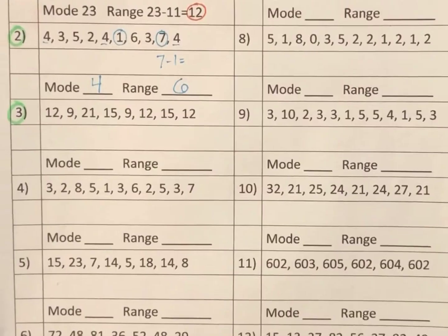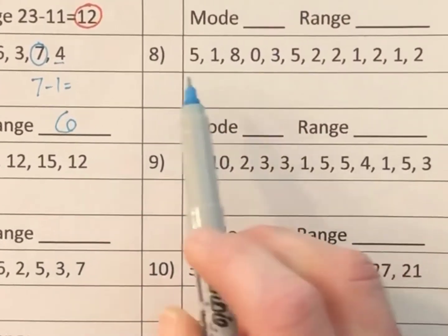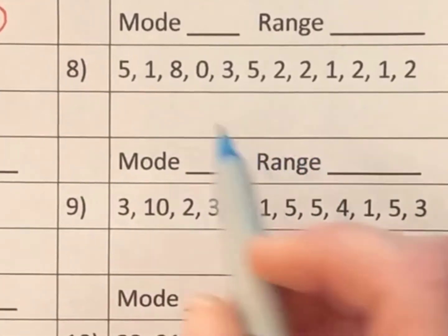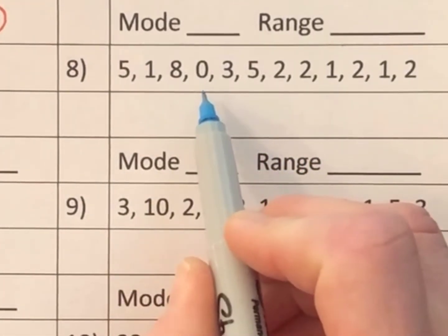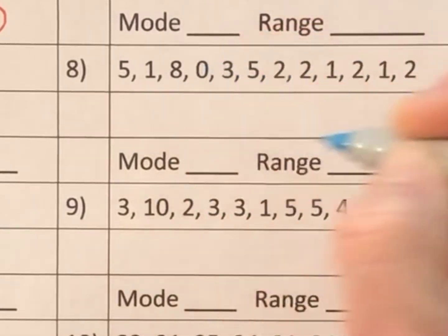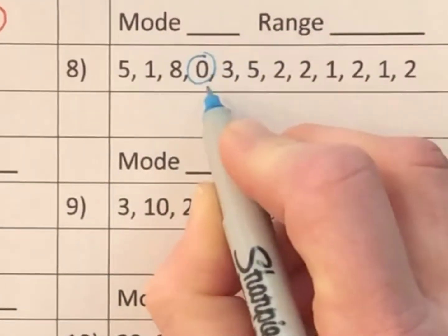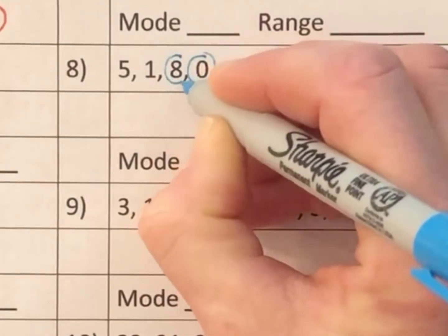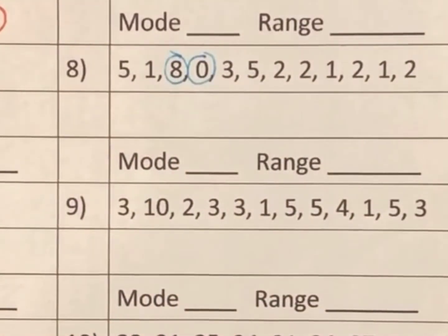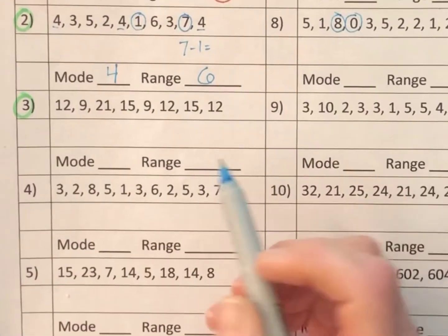There we go. And just to look over at number 8, make sure when you have a 0 in it, don't discount that. That is your smallest number. So when you get to number 8, your smallest number is 0 and your biggest number is 8. Just remember that. Now on to number 3, same thing.